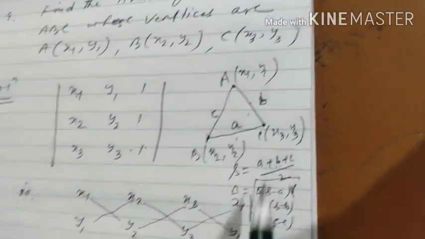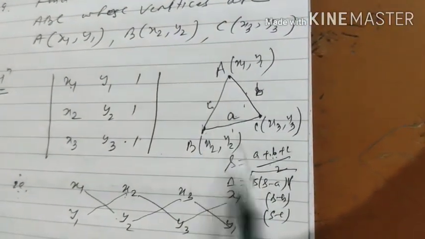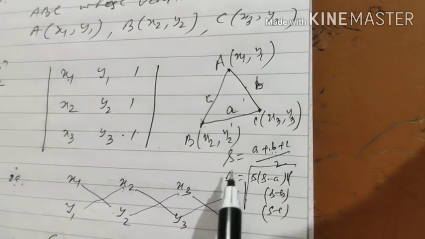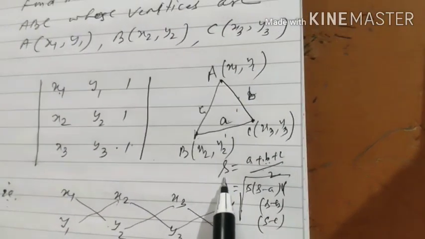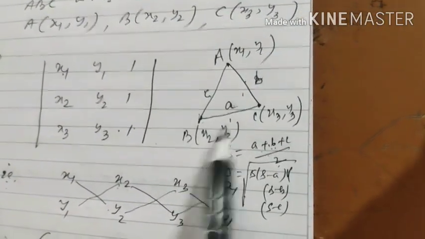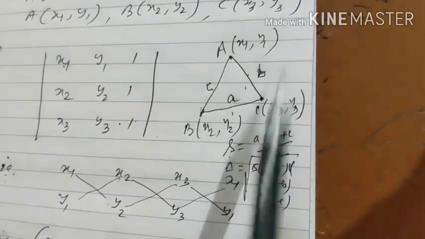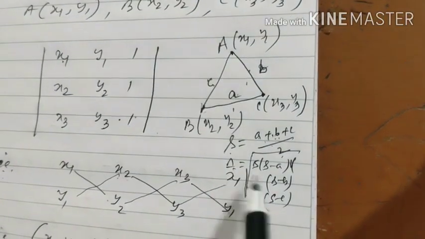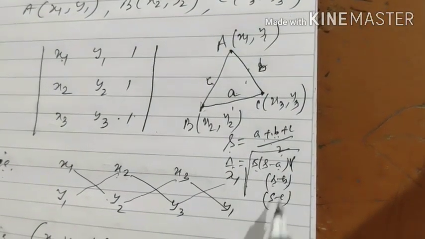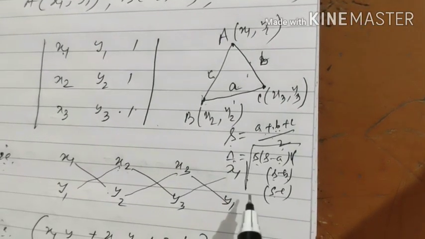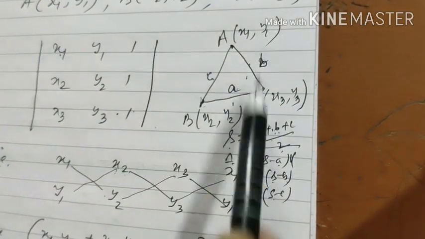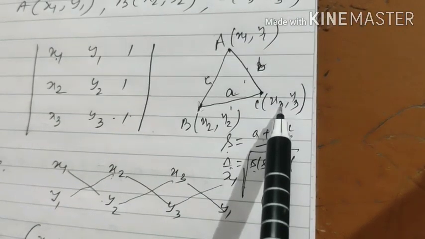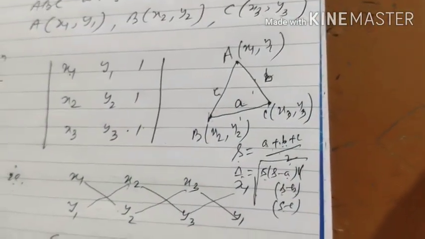Geometrically, as mensuration says, you have to find S, a plus b plus c by 2. It is a scalene triangle. The area is equal to the square root of S into S minus a into S minus b into S minus c. We have to find the sides, that means x1 minus x2 whole squared plus y1 minus y2 squared. The Sarrus diagram is a very easy method to find the area.